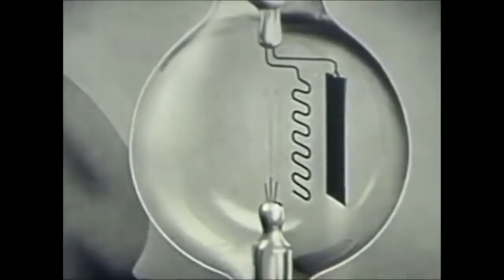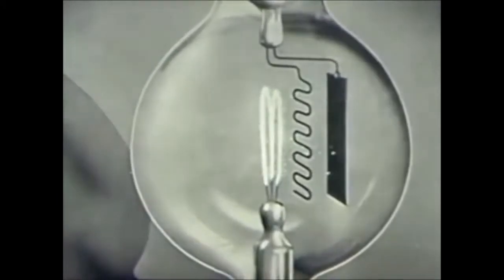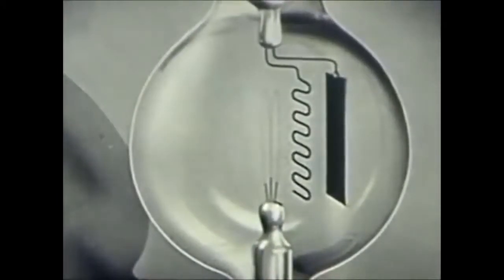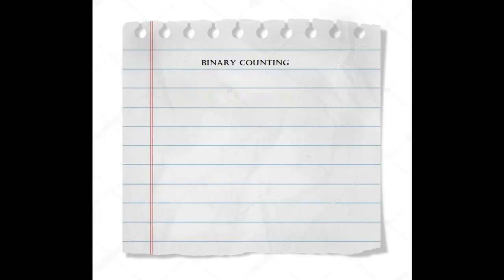but instead of using gears, belts, and shafts, it used vacuum tubes. These vacuum tubes made it possible for a diode. It acts as an on-off switch, where when on it represents a 1, and when off it represents a 0. This is known as binary counting.